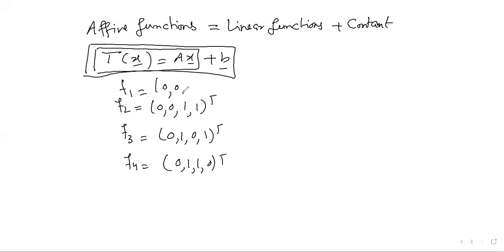0, 0, 0, 0. This I take as alpha. These four functions are linear. So in that way, we can define these.